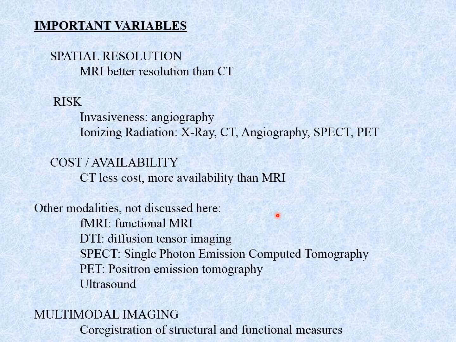Other modalities that are available now, but we have not discussed here, are functional MRI to look at various functions layered on top of the MRI, diffusion tensor imaging also based on the MRI, single photon emission computed tomography, and positron emission tomography that provides measures of functional activity of the tissue you're looking for, and ultrasound. And increasingly you will see co-registration of functional and structural measures, where you'll put together a functional MRI and a CT scan and perhaps a positron emission tomography or a SPECT scan.